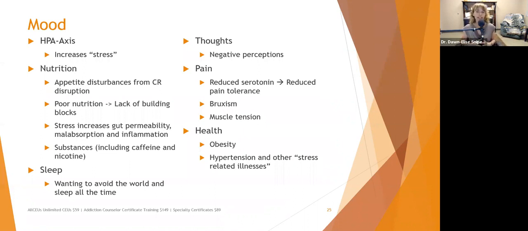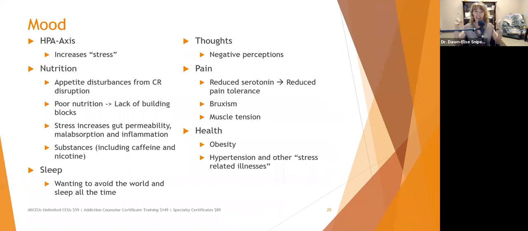Mood impacts sleep because sometimes people just want to avoid the world and sleep all the time. Mood impacts thoughts because when we're in a bad mood, we tend to perceive the world through a negative lens. And low mood tends to increase pain. Low mood and anxiety can actually also increase muscle tension.